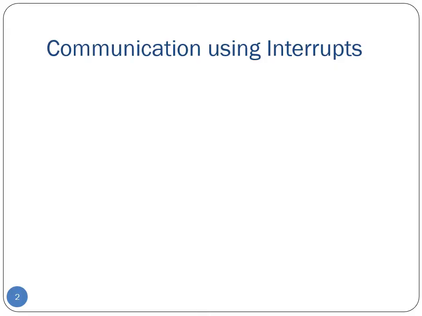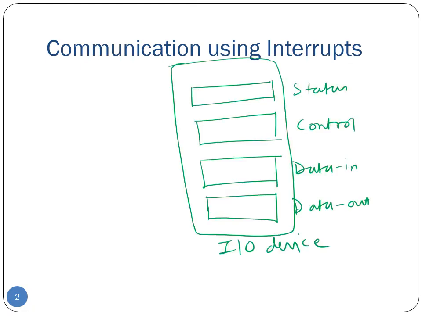Recall, in the previous video lecture, we talked about polling-based communication with I/O devices. We saw that even the simplest I/O devices have this abstraction of port, where each port essentially is a collection of four registers: the status register, the control register or the command register, the data in register, and the data out register. So this picture over here shows a logical representation of an I/O device, and these are our four registers that I was talking about.